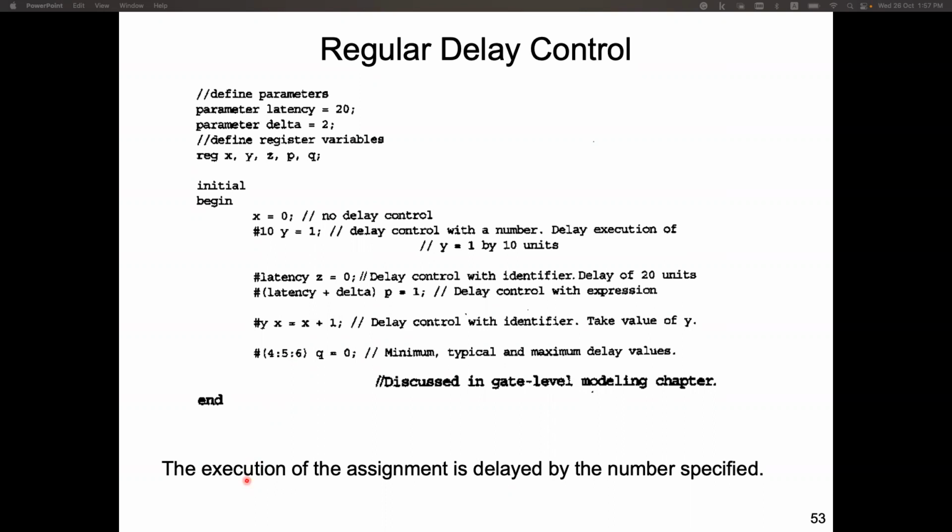So that covers regular delay. Regular delays are put on the left side of a statement, and in such blocking statements, they are cumulative, they accumulate.